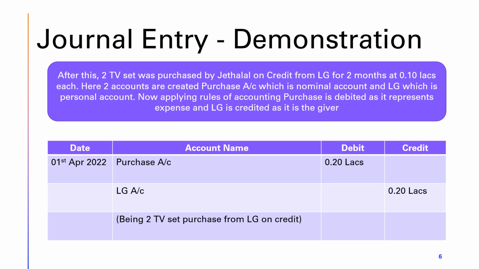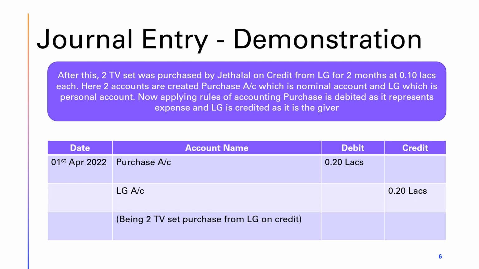Third thing which Jethalal did was to purchase 2 TV sets from LG company. Now in order to record this transaction, we need to create 2 more accounts. First, purchase account. Now this account is a nominal account as it is not physically present, but made to show the expense in profit and loss.